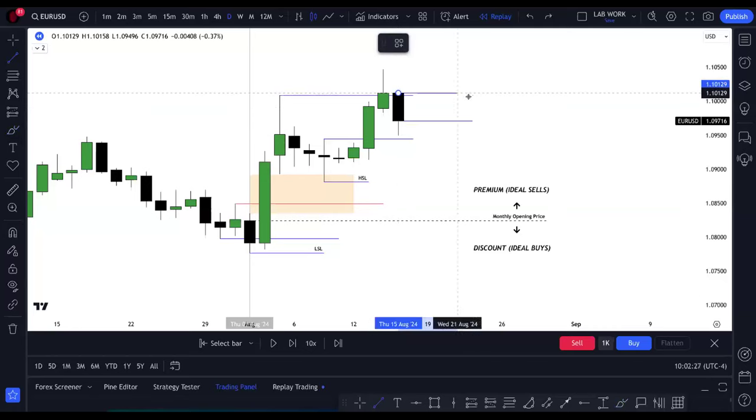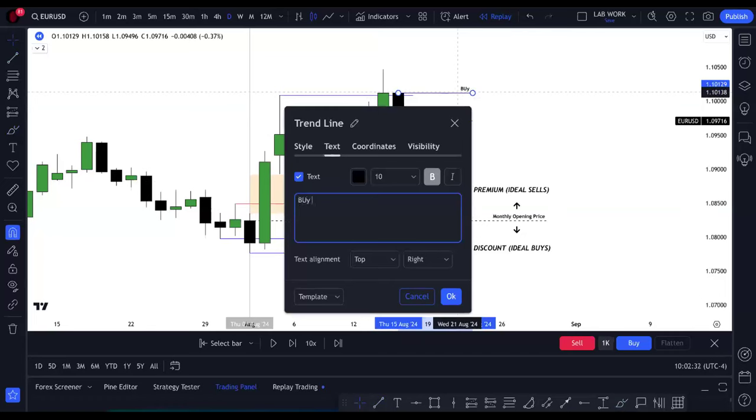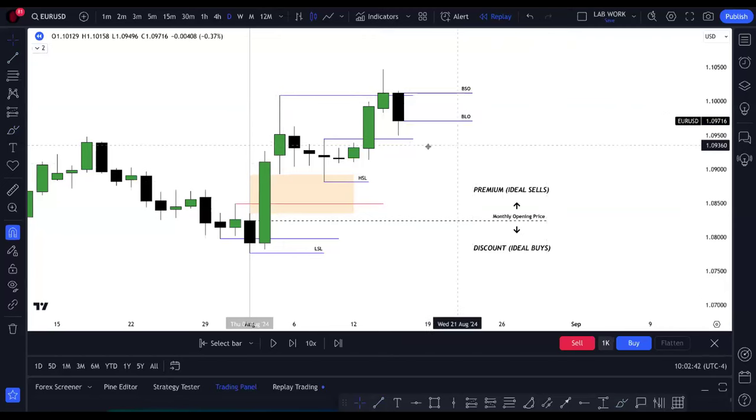You can buy up here with a buy stop order. We'll write that out for you guys. So buy stop order, BSO, or buy limit order, BLO, right there. I would prefer you using the BLO, right? Buy limit order. Why? Because you're buying on weakness.